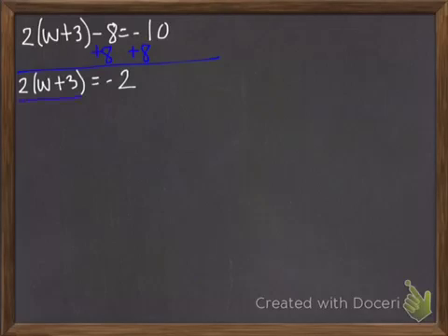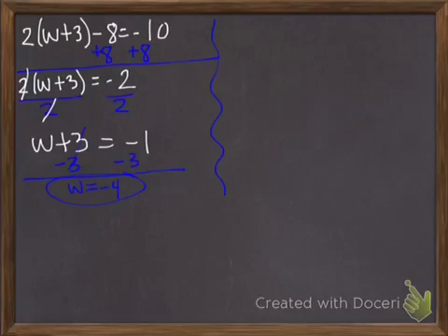Then, as I continue to work backwards and do my inverse operations, my next step would be to divide by 2. So these 2's would divide out, and I no longer need the parentheses. So I would have w plus 3 equals -1. And then I would do the inverse operation of adding 3, which is subtracting 3. And there's my solution, w equals -4. Okay, let's show the alternate way to solve this.